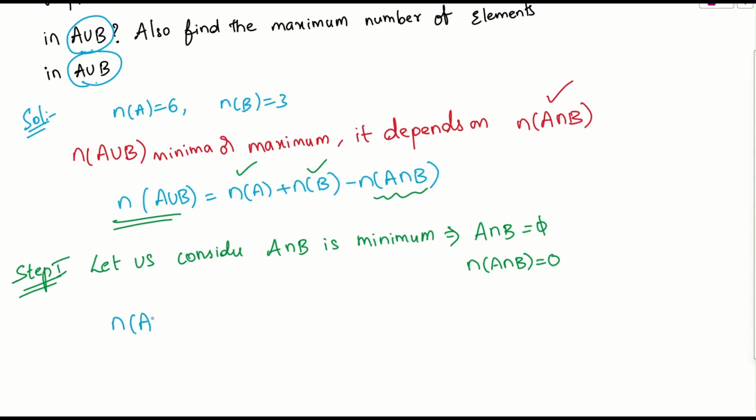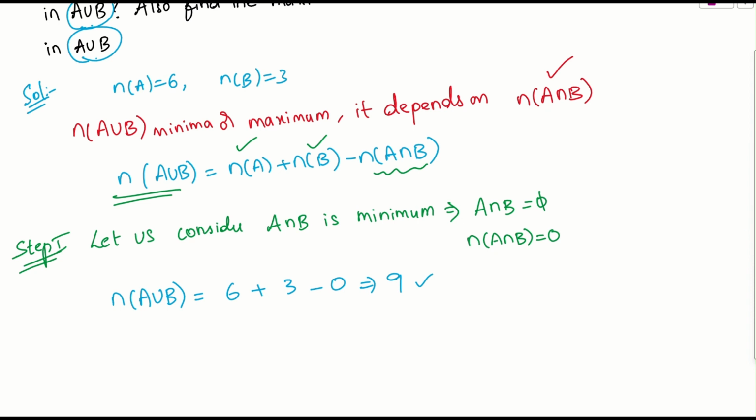n of A union B is nothing but n of A, which is 6, plus n of B, which is 3, minus n of A intersection B, which is 0. So 6 plus 3 will be 9. So if A intersection B is minimum, this is the minimum value case.